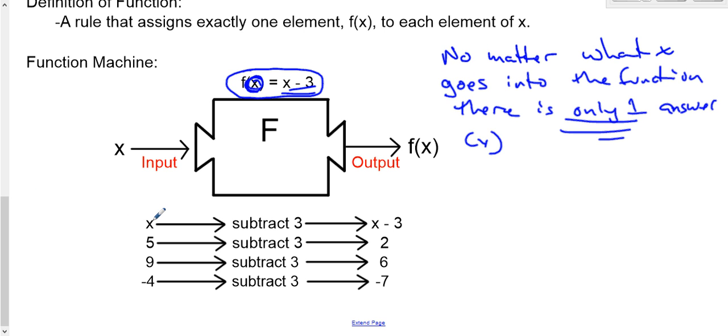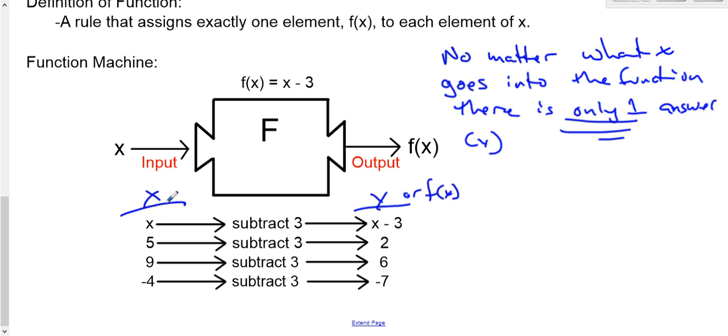So looking at these examples here, if I plug in x and subtract 3 from x, I would end up with x minus 3. If I plug in 5 and I subtract 3 from 5, my answer is 2. If I plug in 9 and subtract 3, my answer is 6. And if I plug in 4 and I subtract 3, my answer is negative 7. So I'm just simply plugging in numbers for x in my answer, which is y, or now we can know it as f of x.